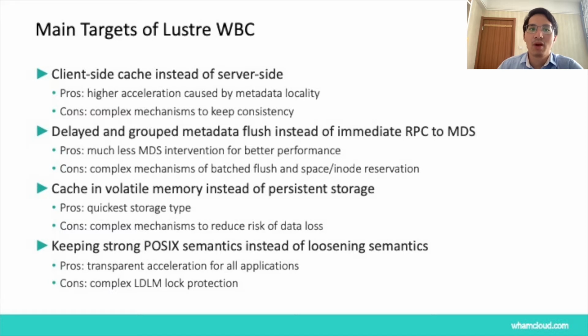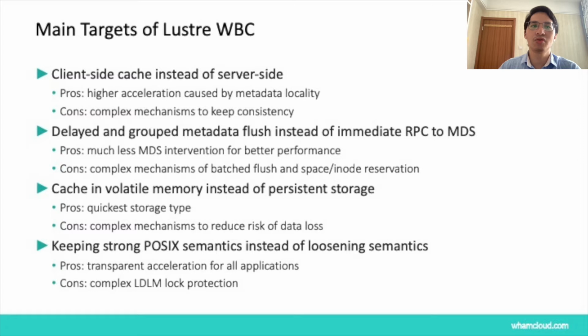As we said before, currently the Lustre client sends an RPC to the MDS on each metadata modification. That is far from optimal. Thus, in Writeback cache, we delay the metadata flush as much as possible to reduce I/O latency of the application. And when metadata flush is inevitable, we flush the metadata in batches. That will reduce MDS invocation of metadata modification. But at the same time, we will need to implement mechanisms for batch flush and space reservation, and that's complex.